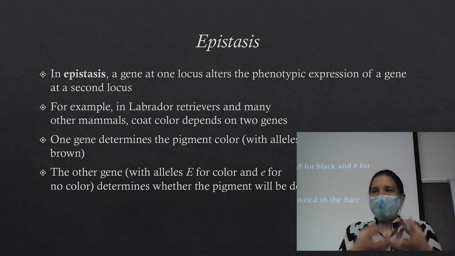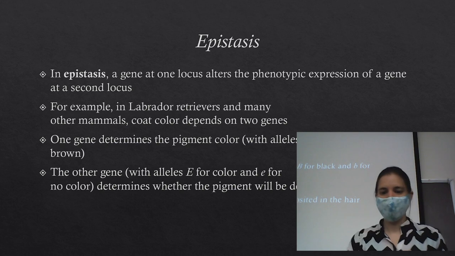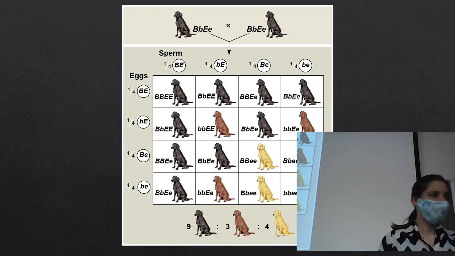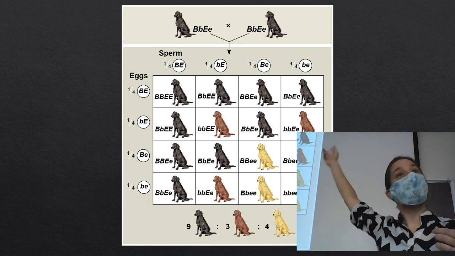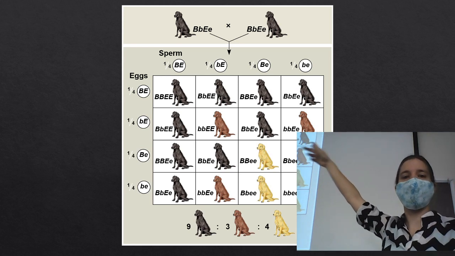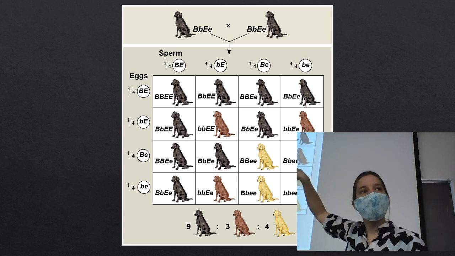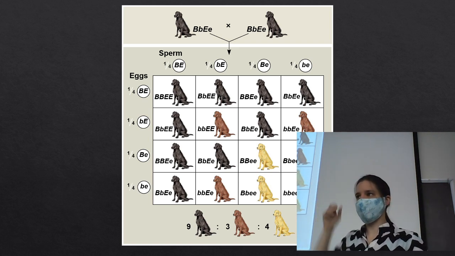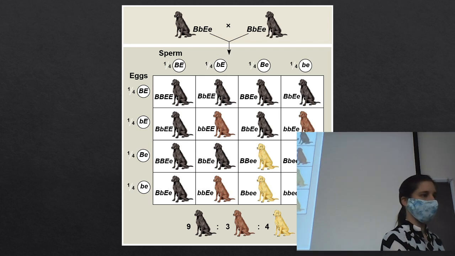The organism can't take that pigment and put it in the fur. Do you see that? So then you end up with something like this. If you have two heterozygote black labs that look like that, they're heterozygote for both the pigment color and pigment deposition, which is just saying putting pigment on. You have something like this happen, right?